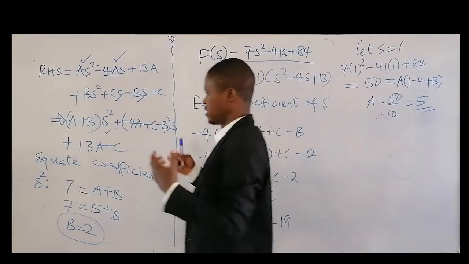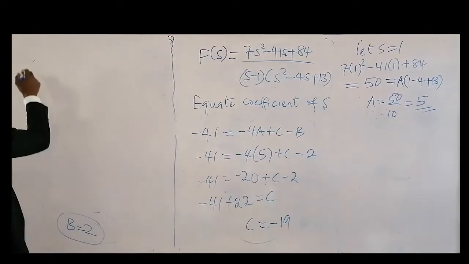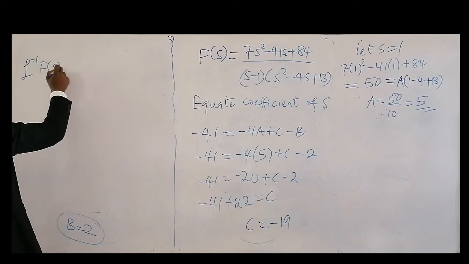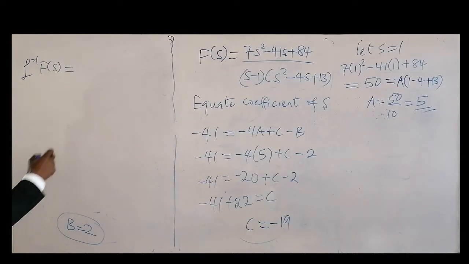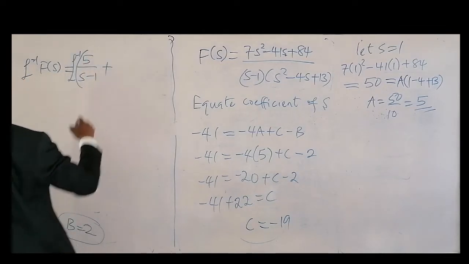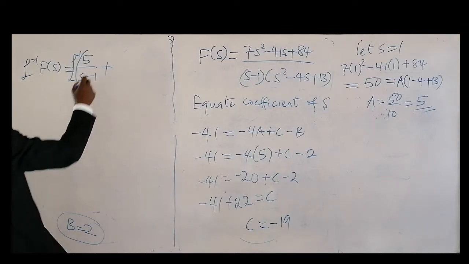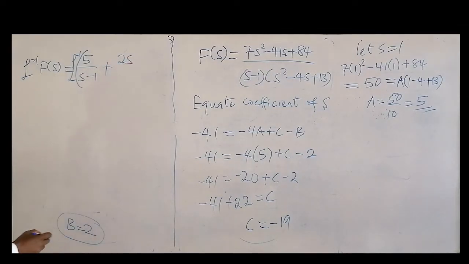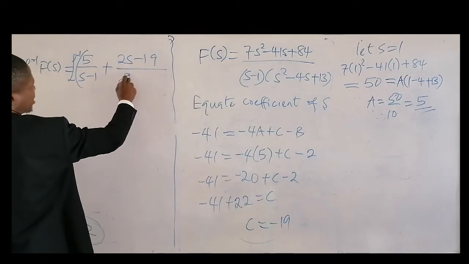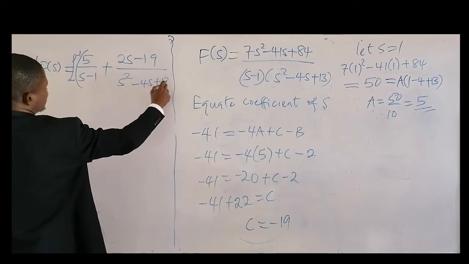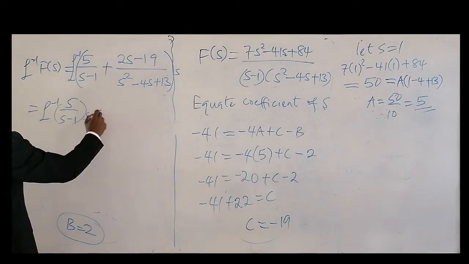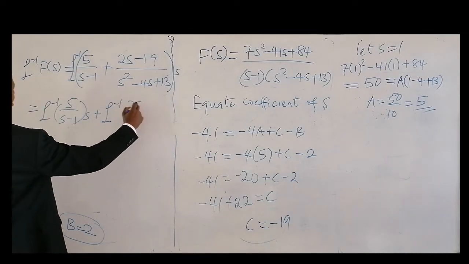We've gotten A, we've gotten B, we've gotten C. So we now have the inverse of this is equal to, my A is what? My A is 5 over x minus 1. My B is 2, that's 2x. And C is minus 19, all over x squared minus 4x plus 13. So which is equal to inverse Laplace of this, then plus inverse Laplace of this one.